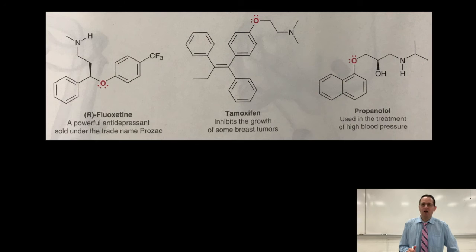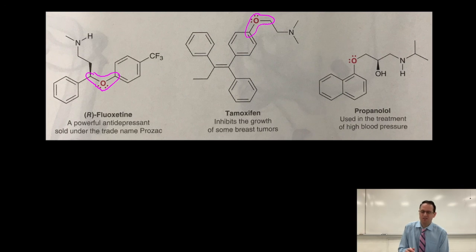Also, molecules that are synthetically made for pharmaceutical use are oftentimes ethers. Here's Prozac. That's an antidepressant. This oxygen here is in the middle of the molecule surrounded by two simple carbon atoms. So that's an ether functional group. Tamoxifen is used in the treatment of cancer. And there's an oxygen right here surrounded by two very simple carbon atoms.